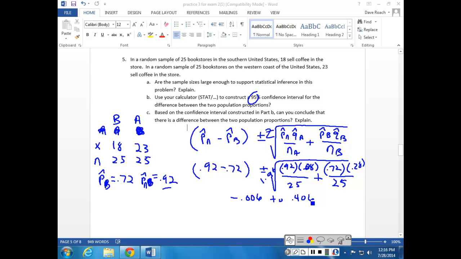So that is part B. Based on that, can you conclude there's a difference? And the answer is no. The interval includes 0. Barely, but it still does. 0 is in the interval, so we can't conclude there's a difference. No, 0 is in the 95% confidence interval.